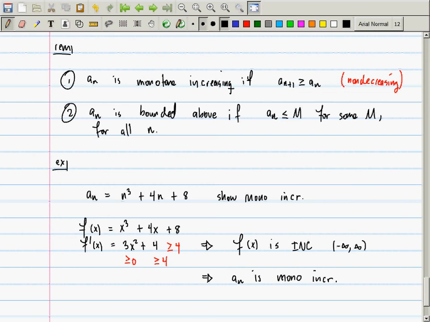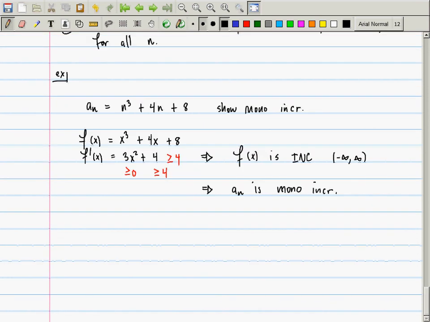Okay. So then now, how about this same sequence? This is part A. Part B: is it bounded above? Okay, no, it's not bounded above, because the limit as n goes to infinity of n cubed plus 4n plus 8, well, what is that? That's infinite, right? It gets arbitrarily large.